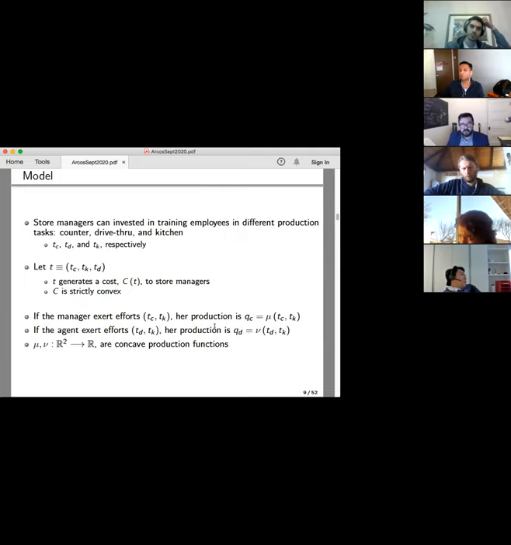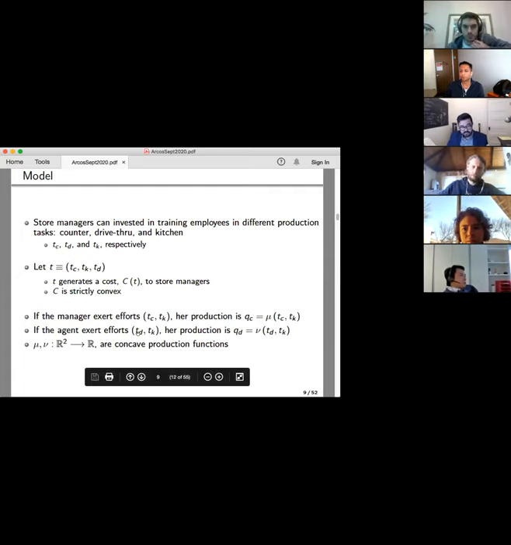If the manager exerts effort TC at the counter and TK at the kitchen, the production function will be QC, which is equal to mu, a function of TC and TK. Similarly, if the manager exerts effort TD at the drive-thru and TK at the kitchen, the production function will be QD, which is just a function of the effort at the drive-thru and the kitchen. And we are going to assume that these two production functions are concave.